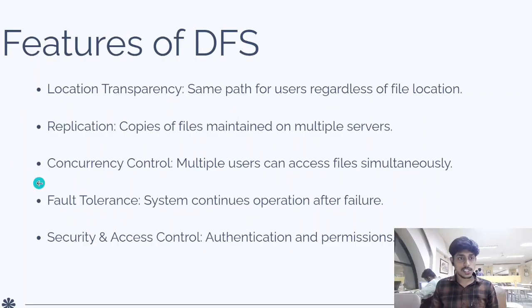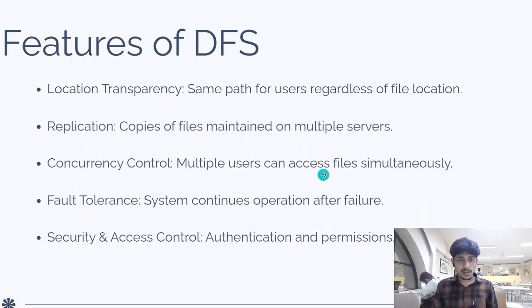Okay. The next feature, the fourth one, is fault tolerance. This is the result of replication. Because we have multiple copies, the system can tolerate faults. It continues operation after failure. One server down is not a catastrophe. It's just a normal day, and the system keeps working. And finally, security and access control. This is all about authentication and permissions.